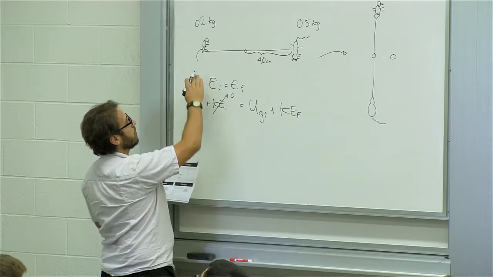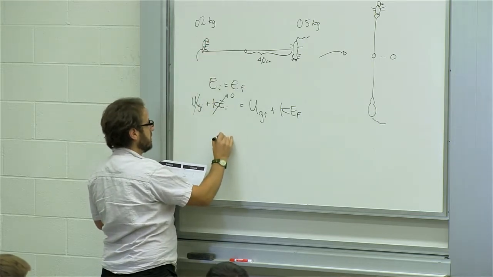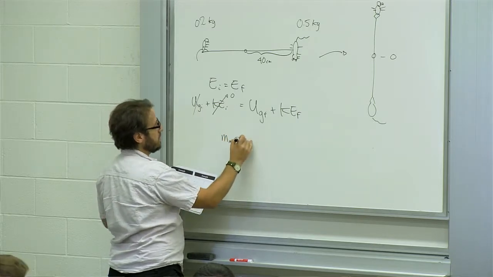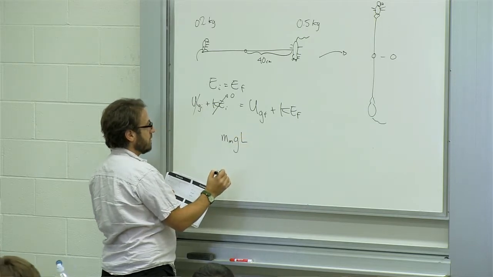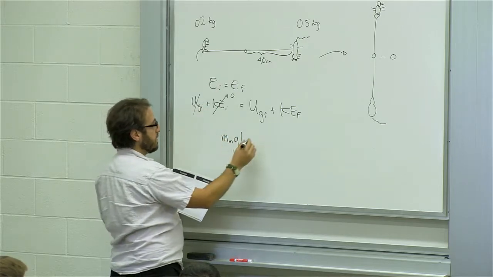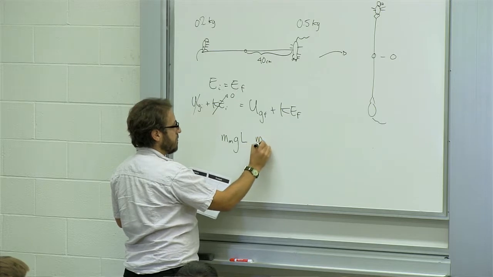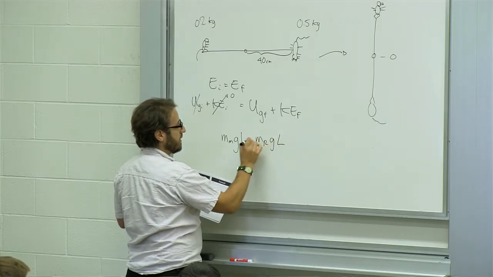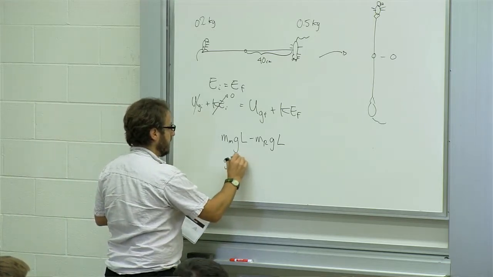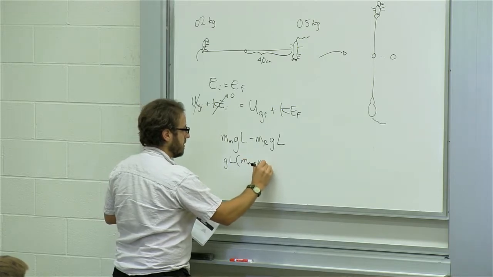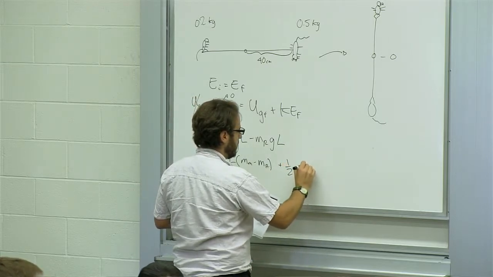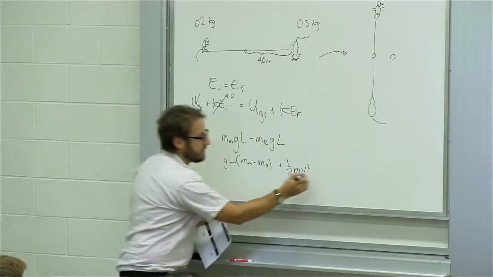So for the mouse, it's m mouse times g times, let's call this L, right? And then because the mouse is on top, the rat is going to be m rat times g times minus L, right? So it's gL times (m mouse minus m rat), plus 1/2 mv squared.